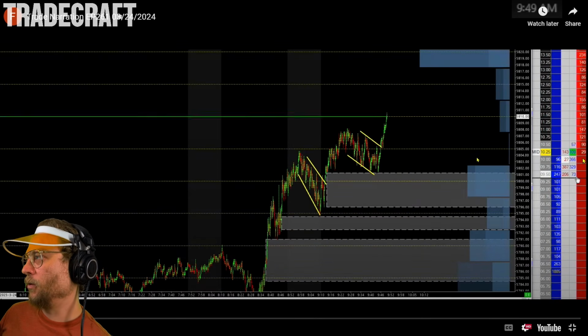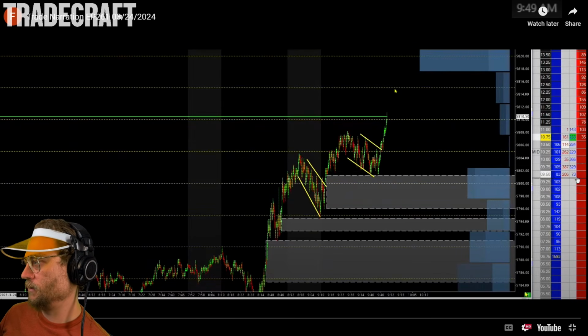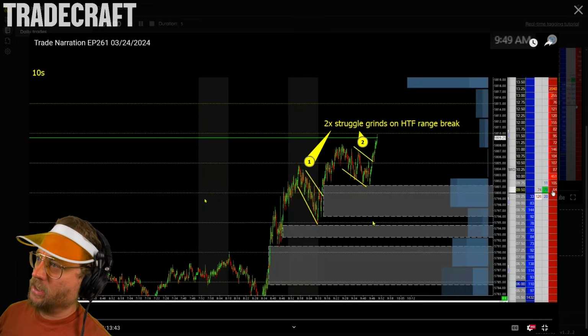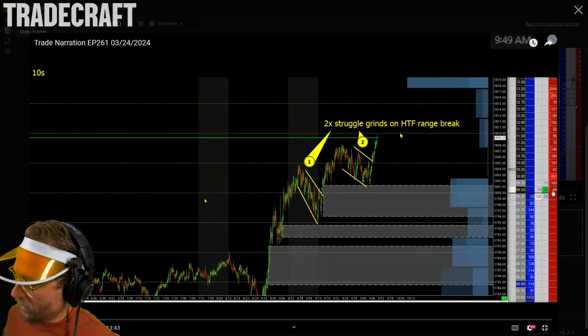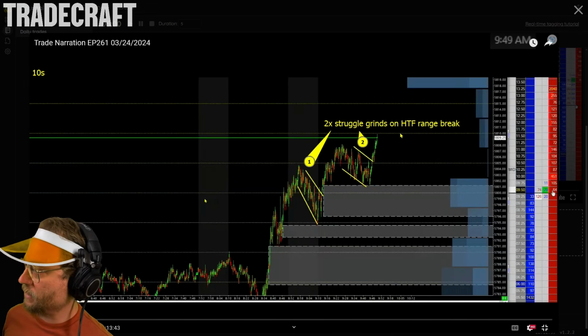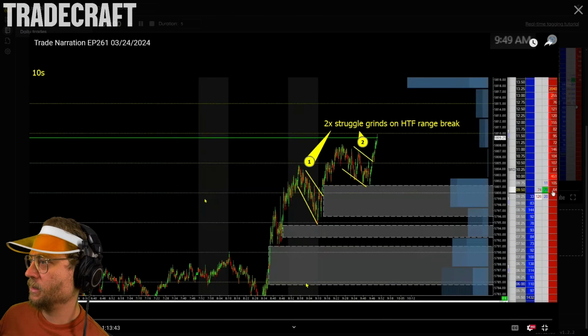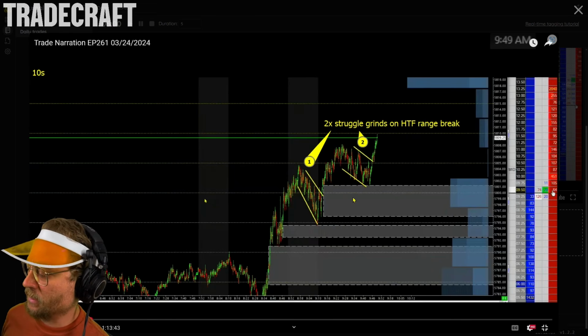I wanted to hold it a little bit longer into the 10s, but the iceberg was so aggressive, I decided to cut it. Here's another screenshot before the trade you saw, 1 and 2. 2 struggle grinds on a higher time frame range break. So just keep in mind there's a higher time frame range break on the 30-minute. Again, this is a 10-second. So repeating patterns.